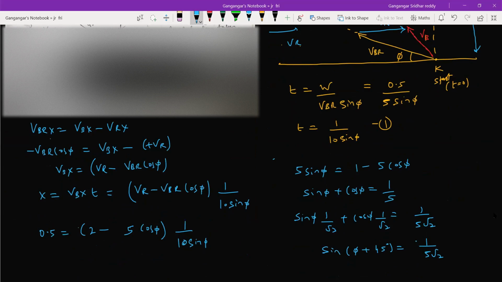Sir, we have to take the drift to be negative, no? Which one? Drift minus 0.5? No, sir, the values will be substituted. The values of VR and VBR will decide that. Sir, but according to the figure they have given, the drift is negative, right? It's to the left side, no? The values of VR and VBR will decide.